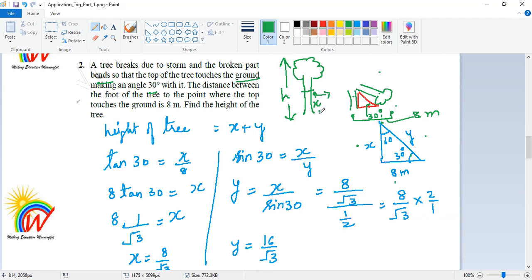Okay, and the top over here is what is my y, which is gone down and touching it over here, right? This is x and this is y, right? So I need to find x and y separately and add them together. So now this height of the tree is x plus y. So let me use the x. See, I have been given the 8 meters and x and y.